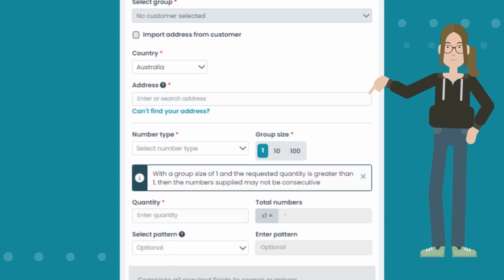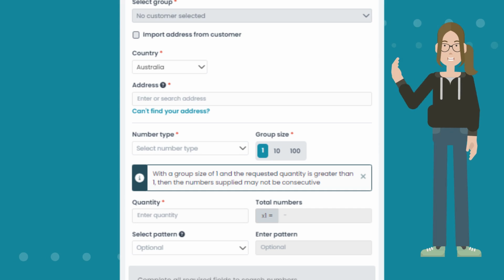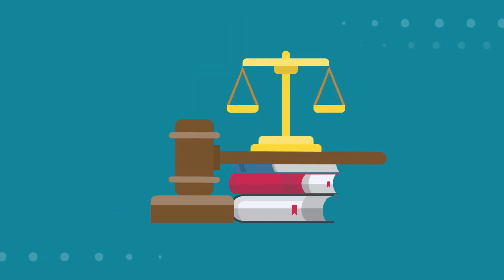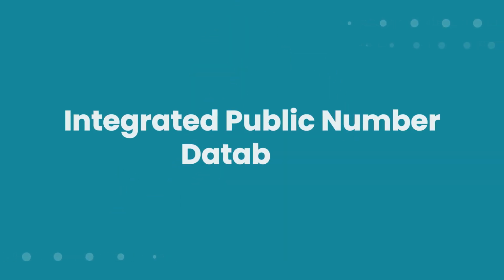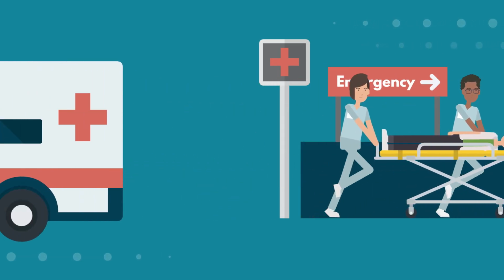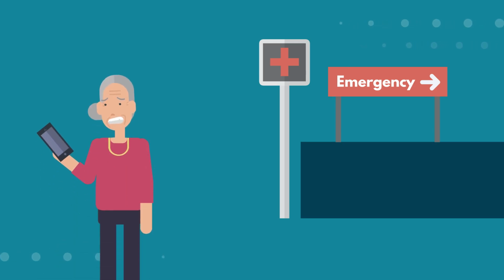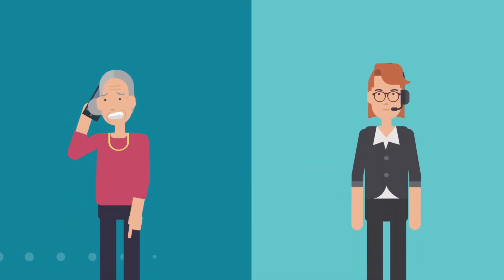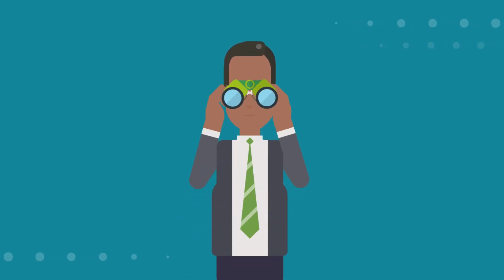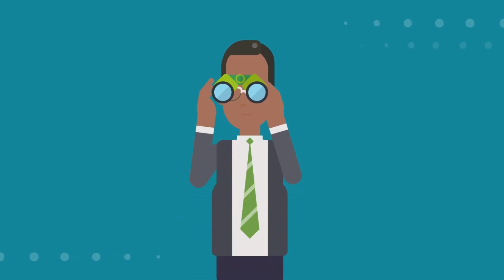The address you input here doesn't have any bearing on the IPND record of the number. The IPND record is updated based on the address of the group. We are required by law to provide addresses to fixed phone lines to the Integrated Public Number Database. The IPND is used for responding to emergency situations. When the number calls emergency services, the address details stored in the IPND will be passed on to the organisation that is contacted.